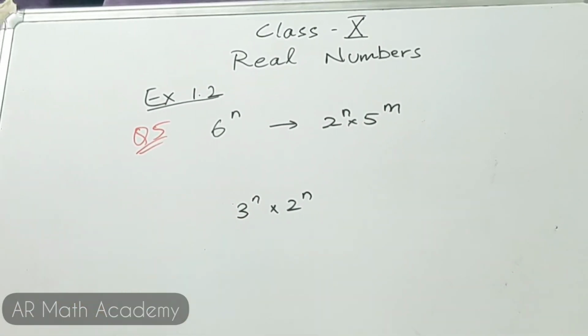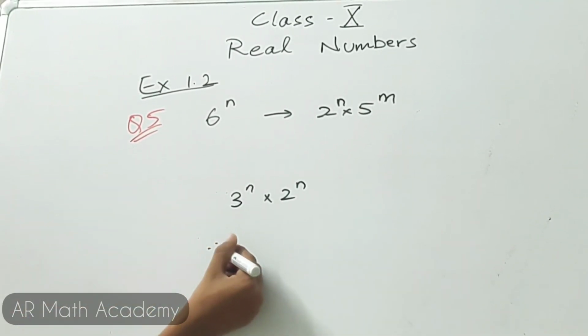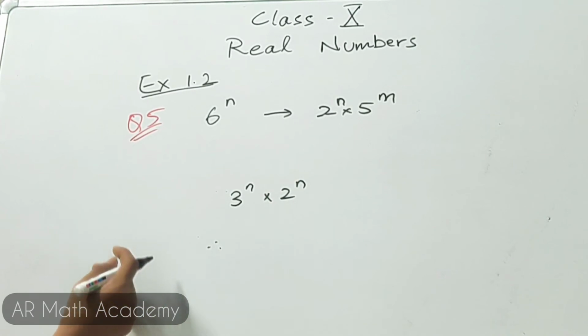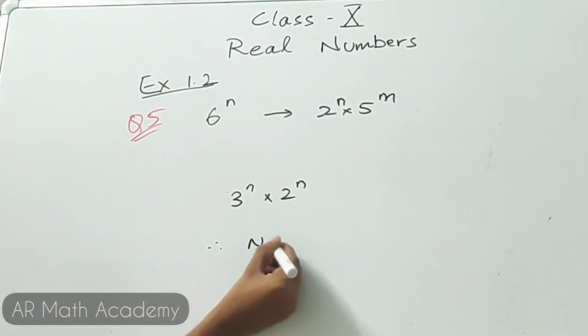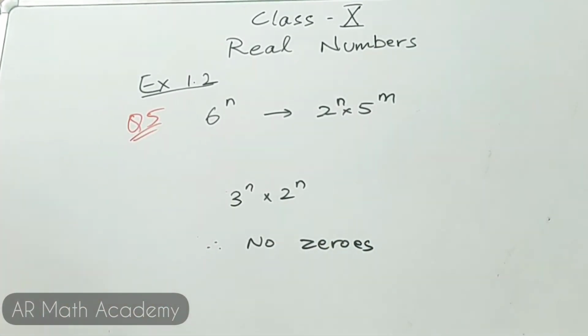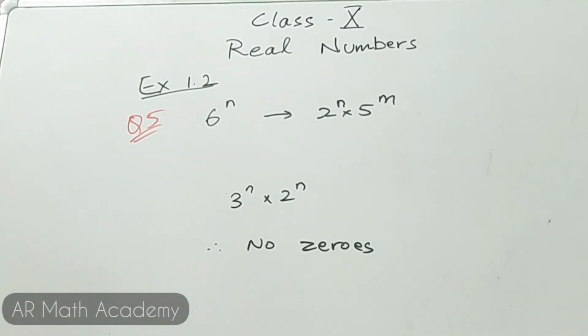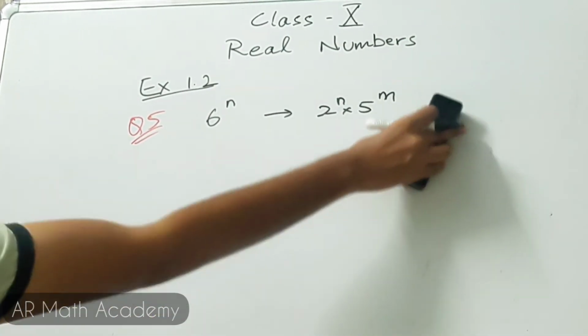So when there is no 5 in this expansion, you cannot get any zeros. Hence we can prove that in this expansion there is no 5 component. So therefore no zeros. No zeros can be obtained at the end of the expansion of 6 power n, where n can be any natural number. So that was the explanation for question number 5.